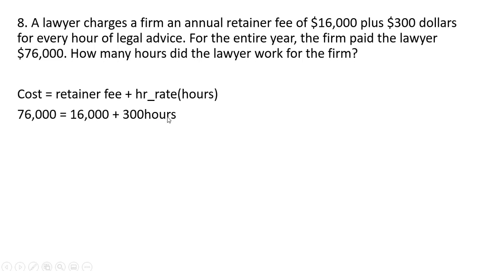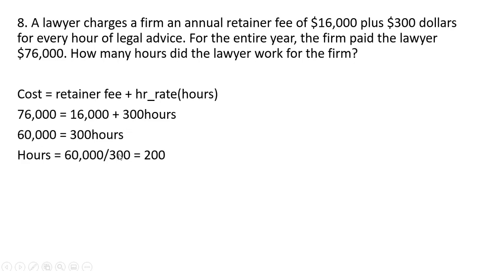And now we need to solve for the number of hours. So we just got this equation here with one unknown. So let's go ahead and solve it. So we're going to take 76,000 minus 16,000. That gives us 60,000 here. And now we're going to divide by 300. And the lawyer worked 200 hours. So if the lawyer works 200 hours, bills each one of those hours at $300 each, plus gets this fixed annual retainer fee of $16,000, the lawyer would have made $76,000.